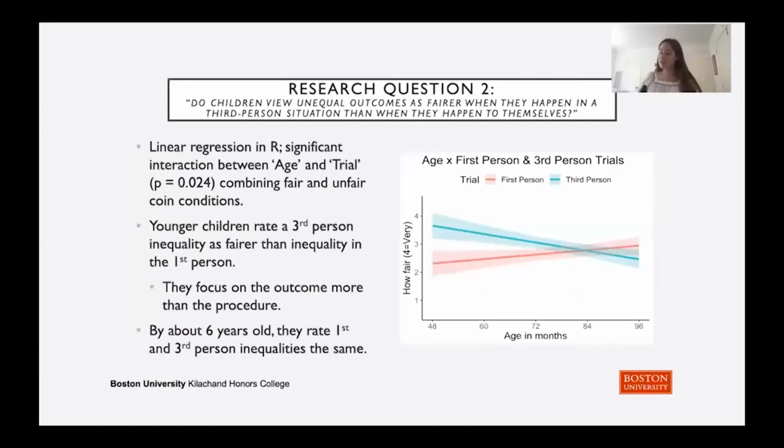So in response to our second research question, we do actually see a significant interaction between age and trial occurring. So younger children here are rating inequality in the third person as more fair than inequality in the first person. So here we're actually saying that younger children are saying that it's okay for another person to experience inequality, but it's not okay when that same inequality happens to them, suggesting that they're more tuned into distributive justice and that they're focusing on the outcome more than the procedure. With age, however, these ratings converge, and by about 6 years old, their rating of first and third person inequality is the same.